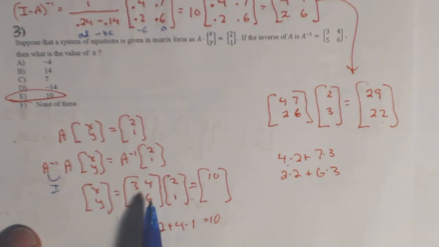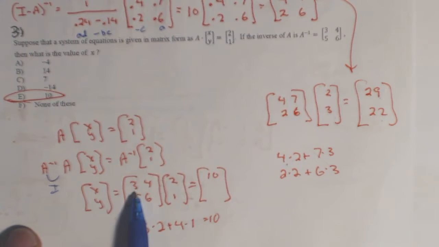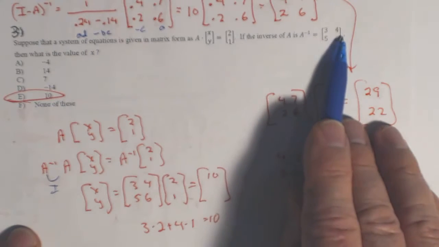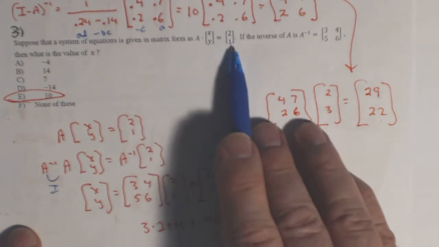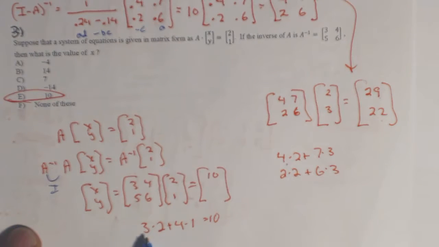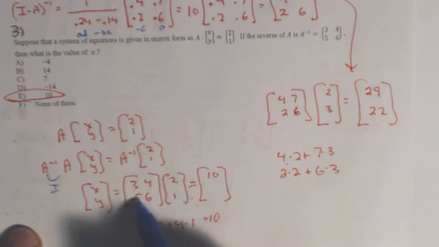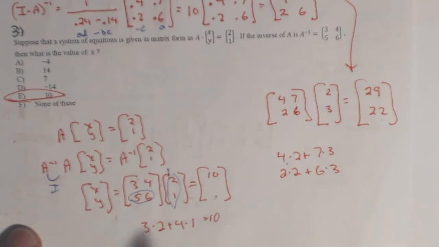So I've just taken my A inverse, which is my 3, 4, 5, 6 that they were given up here, and I'm going to multiply that by 2, 1, which was the vector on the right that we started with. And so now we just multiply, and we just really need this top entry. So I'm going to take 3 times 2 is 6, plus 4 times 1 is 4, and that adds up to 10. And that's the answer to the problem for x. If they'd wanted y, then we would have taken the second row times the first column to get that entry.